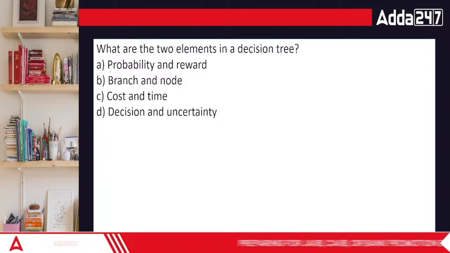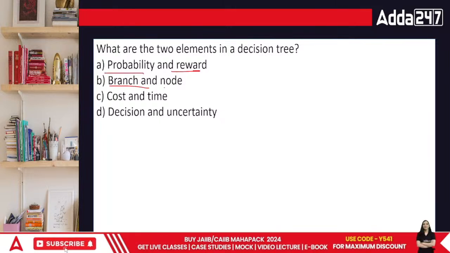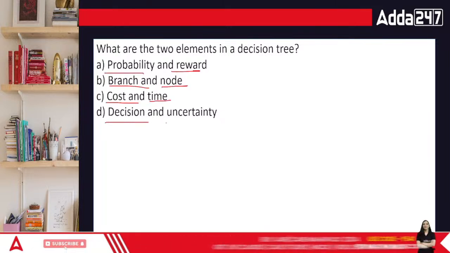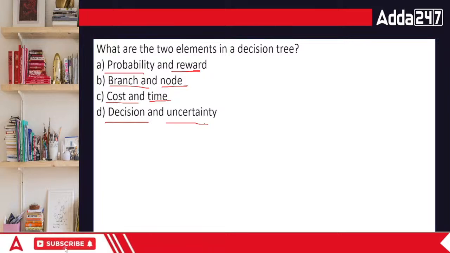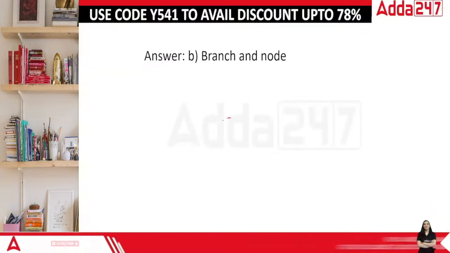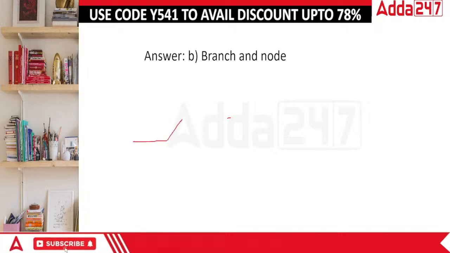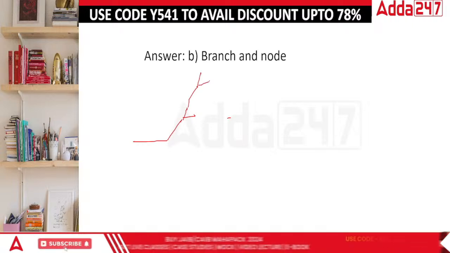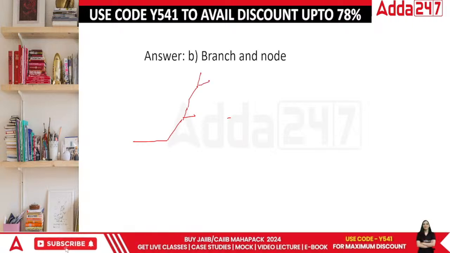We just talked about decision tree: probability and reward, branch and node, cost and time, decision and uncertainty. In this case, one of the basic things that you do is you have a branch and a node. This is the main branch and this is divided into different nodes. And then this is the branch, then it becomes two or more scenarios.